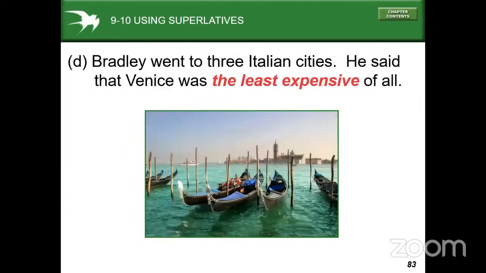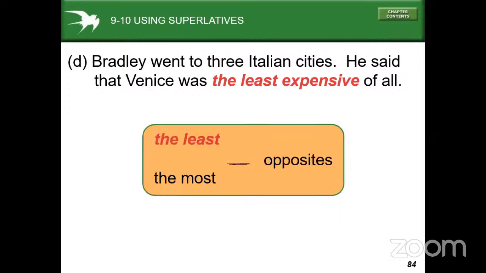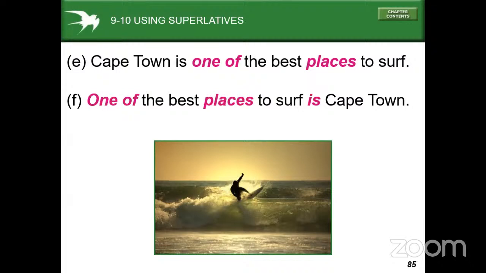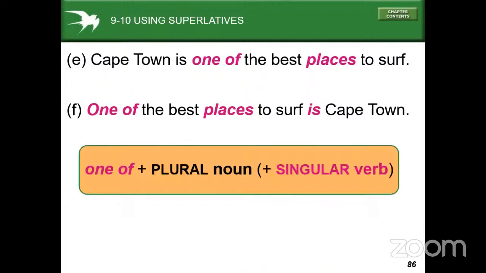Bradley went to three Italian cities. He said Venice was the least expensive of all. The least, the most. Cape Town is one of the best places to surf. One of the best places to surf is Cape Town, we can say.